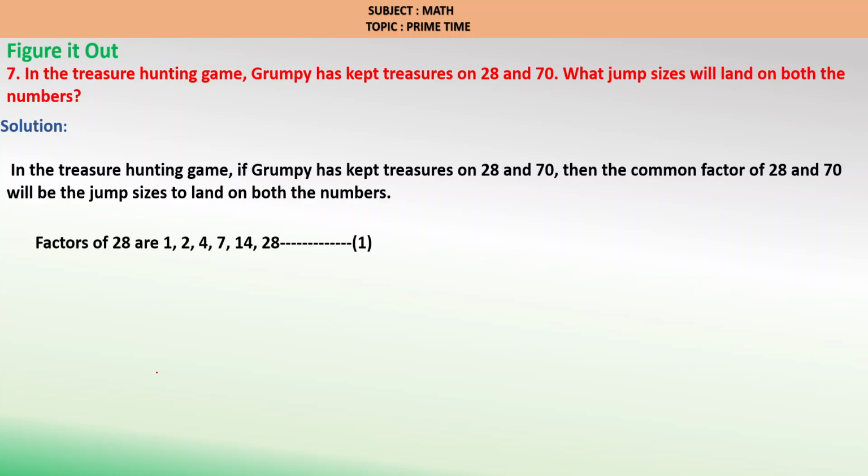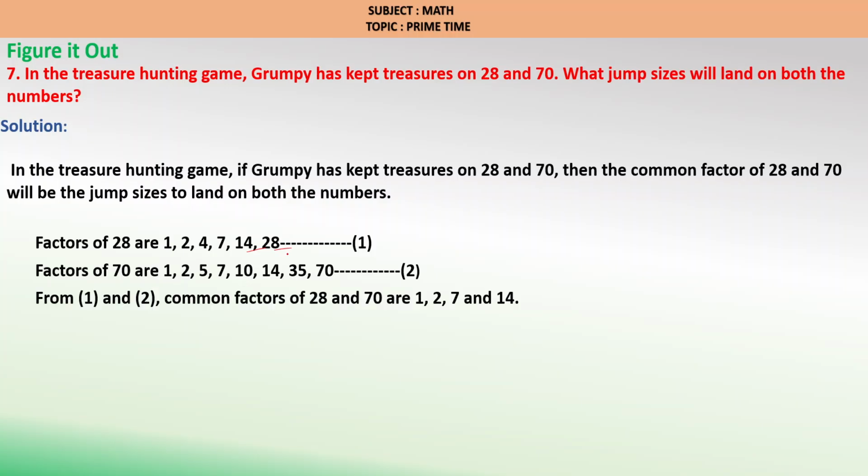Factors of 28 are 1, 2, 4, 7, 14, 28. Factors of 70 are 1, 2, 5, 7, 10, 14, 35 and 70. So the common factors of 28 and 70 are 1, 2, 7 and 14.